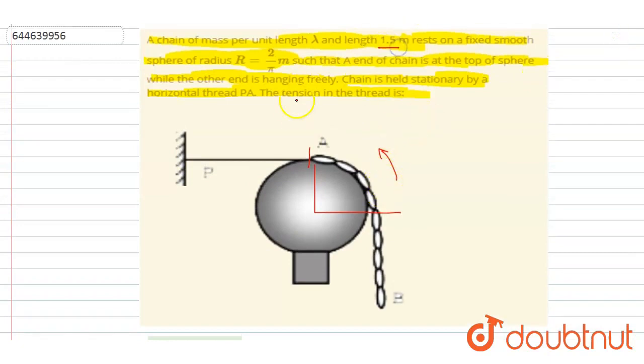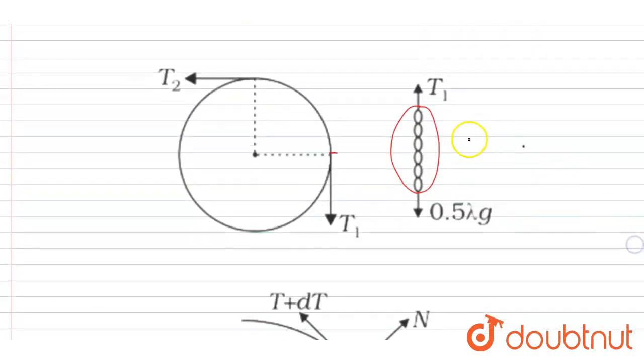The total length is this, and the part which is on the sphere has length 2 pi r by 4, that is pi r by 2. Put the value of r, which is 2 by pi, and it will be 1. So 1 meter is this length, and the remaining length is 0.5 meter. So the mass will be this, and I can write down T1 is equal to lambda g by 2.